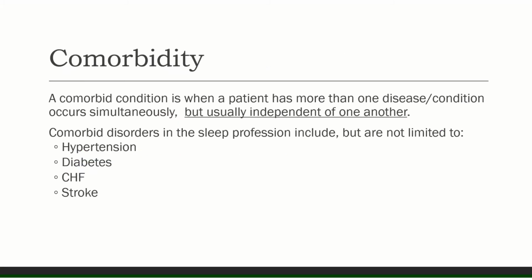All right, comorbidity. A comorbid condition is when a patient has one disease or condition that occurs simultaneously, aka at the same time, but usually independent of one another. Okay, so comorbid disorders in the sleep profession will include, but are not limited to, hypertension, diabetes, congestive heart failure, and stroke. Those are comorbid conditions. Two different diseases or conditions, but they're independent of one another. I have both of these, but it's two different things.